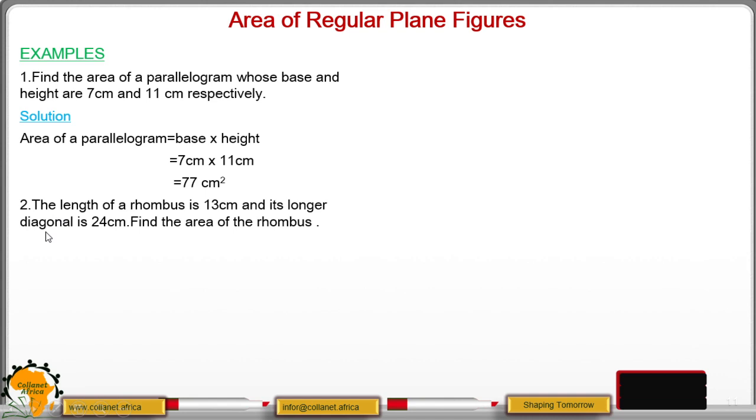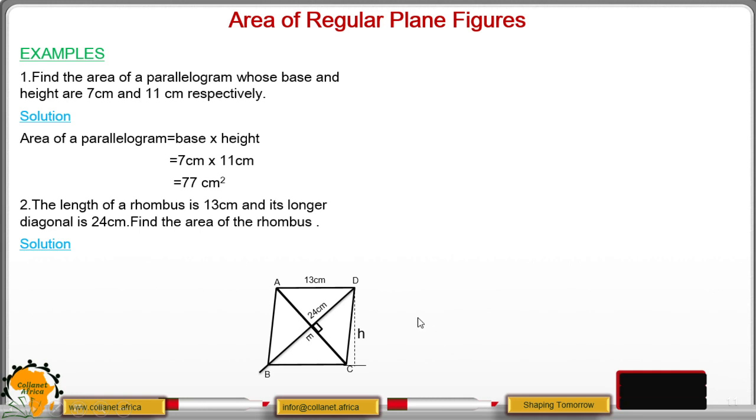Then question number 2. The side of a rhombus is 13 centimeters and its longer diagonal is 24 centimeters. Find the area of the rhombus. We proceed as follows. We've been given the values. Remember, a rhombus is a special parallelogram whose sides are all equal. So if we say that AD is 13, then all the other sides are equal and the diagonals meet at right angles, which implies that you can get a right-angled triangle.